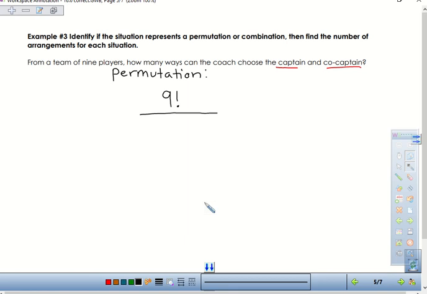With a permutation, how do we get our denominator? It's going to be the number of things that you're choosing, and we're choosing 2 different things, a captain and co-captain. So you're going to do the sample space minus the number of things you're choosing, which is 7. So this is just going to end up being 9 times what? 8, which is 72. That means that if you have a team of 9 players, there are 72 ways in which you can choose a captain and a co-captain with those 9 people.